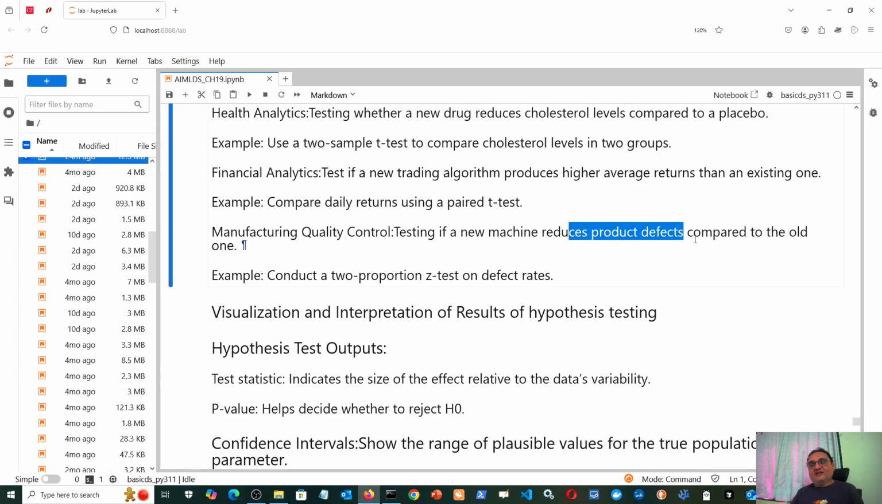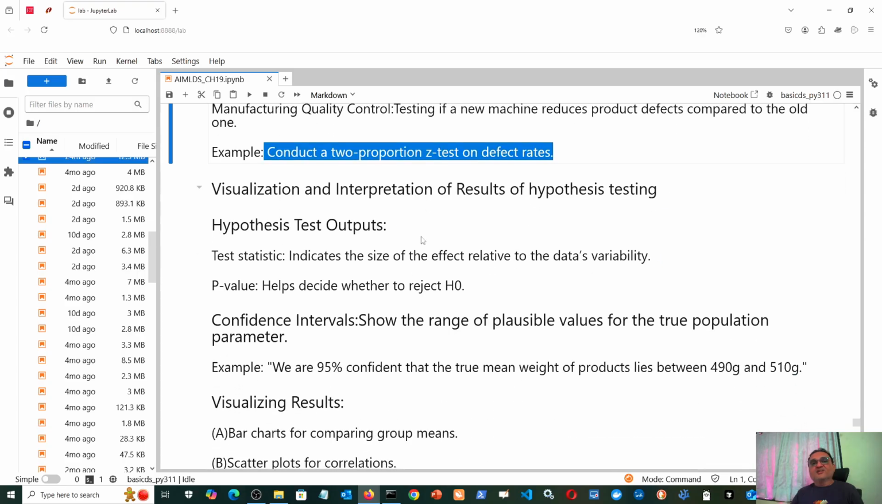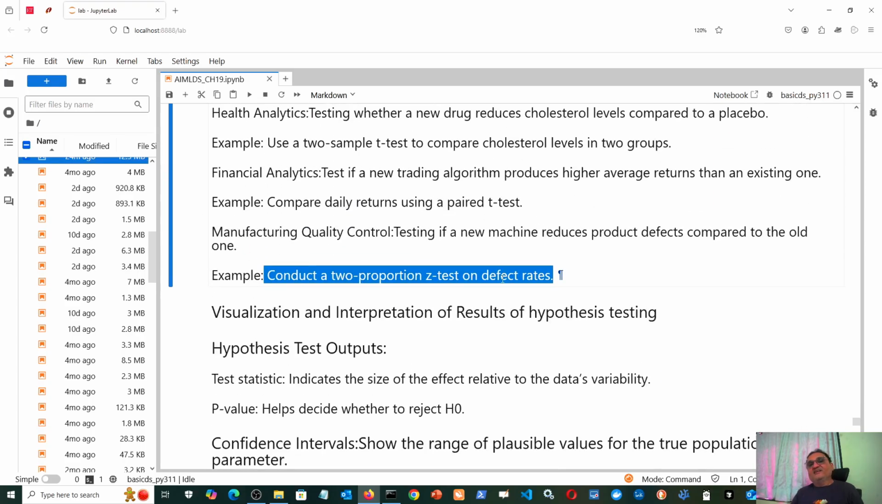They will just test your technology on a small sample first, and again the null hypothesis will be that the product defect rate remains the same with old and new technology, and the alternative hypothesis is that the product defect rate significantly reduces with new technology compared to old technology. Now in here you can conduct a two-tailed Z test on defect rates, right, and decide which hypothesis is correct.